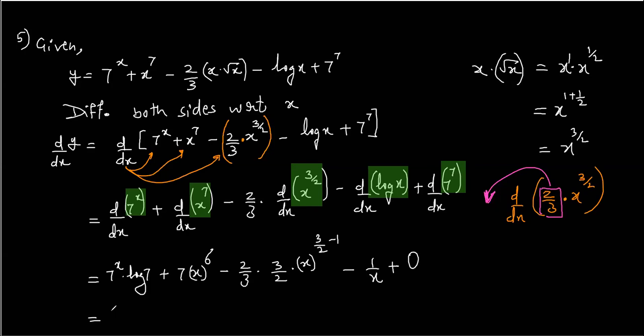So the next step, you have 7 raised to x log of 7 plus 7x raised to 6. This cancels. So here you have minus x raised to 3 by 2 minus 1 is x raised to half, which is root of x, minus 1 upon x. This is dy by dx. You can replay the video and check this.